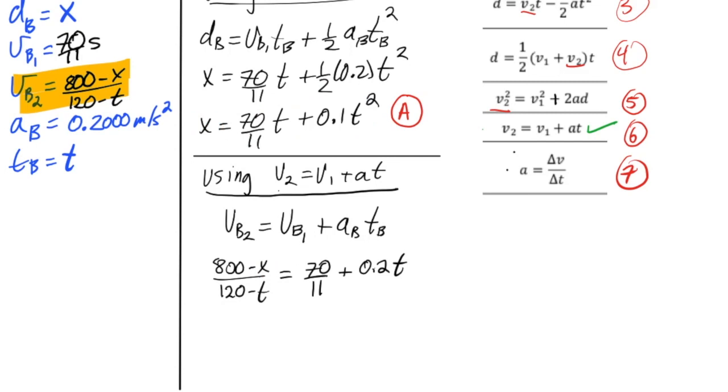So the first thing we're going to do is get rid of the 120 minus t on the denominator. Since the term on the numerator is divided by a term on the denominator, we are going to remove this term via multiplication. Since it's in the denominator, that's division, and the opposite of division is multiplication. So this becomes (800 minus x) equals (120 minus t)(70 over 11 plus 0.2 times t).